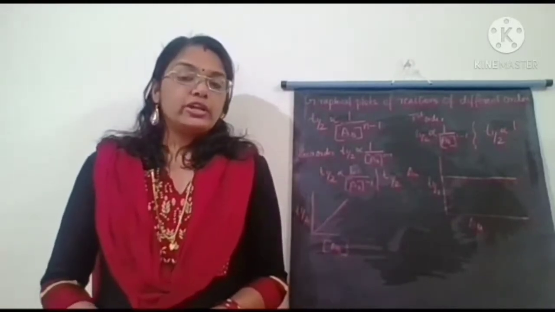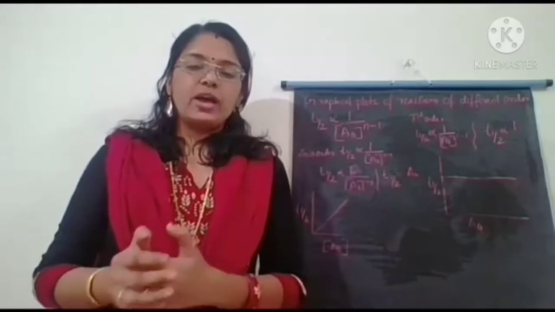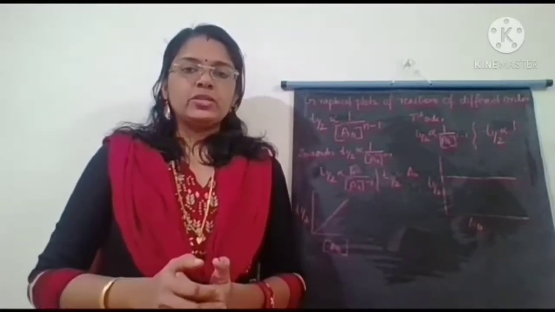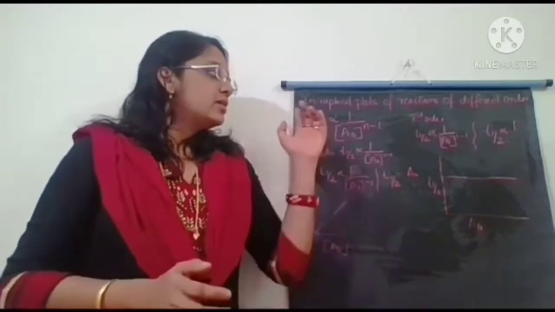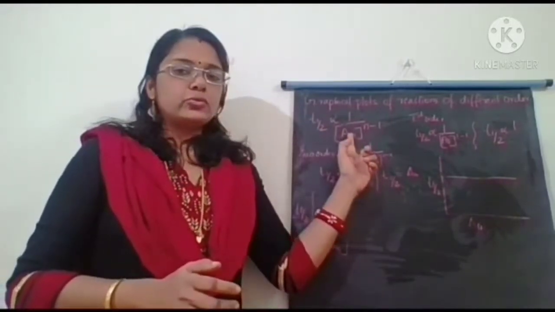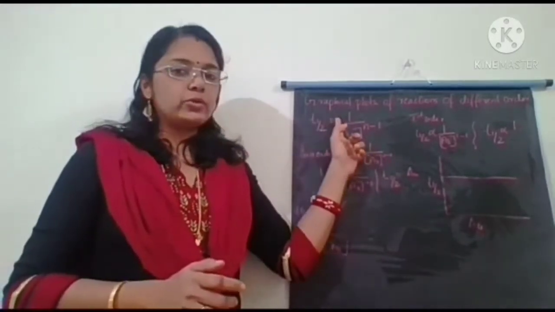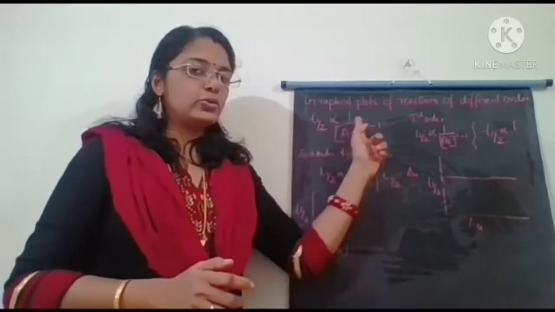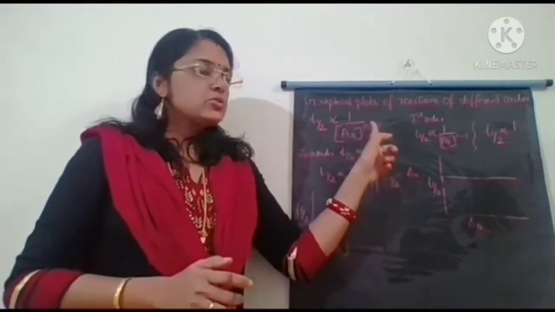Next, we can find the graphical plot for the reactions of different orders based on the T-half, that is half-life, and the concentration of the reactant. So for n order reactions or n order kinetics, T-half is related to the initial concentration of the reactant as T-half is directly proportional to 1 by A0 raised to n minus 1. Here n represents the order.